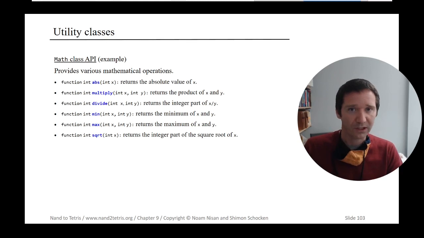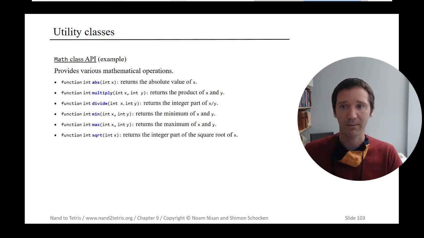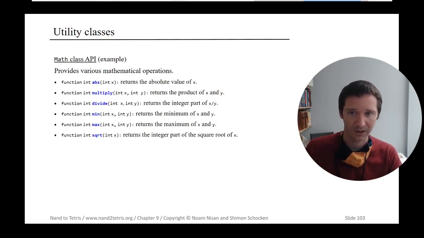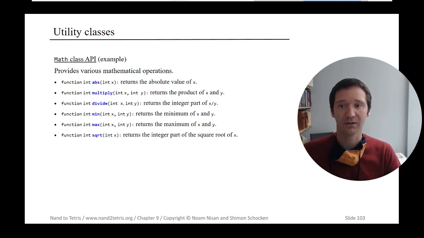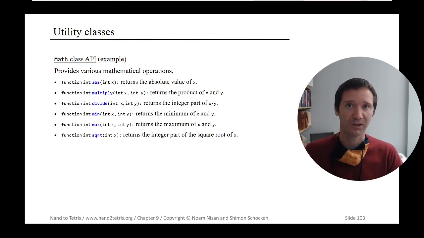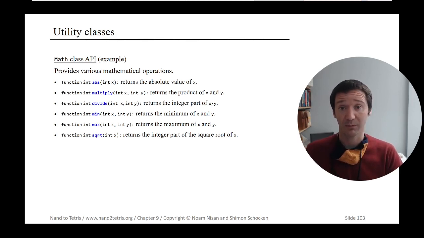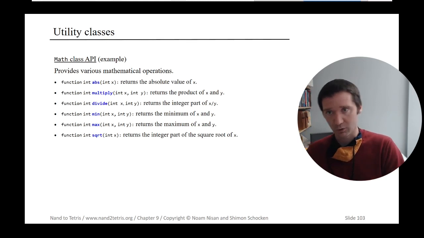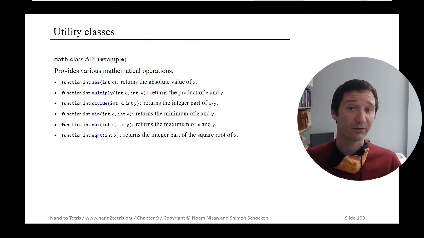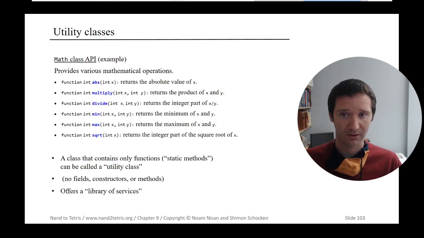So we have some utility classes. These are kind of like standard libraries that the system provides. So we have the math class API, and it provides several useful functions such as absolute value, multiply, divide, min, max, and square root. These are very useful because we do not have these items in hardware. We only have add and subtract, but we can then implement multiply in software. Do be warned that these will all return the integer parts. We have no floating point implementation in Jack, so everything is integer math.